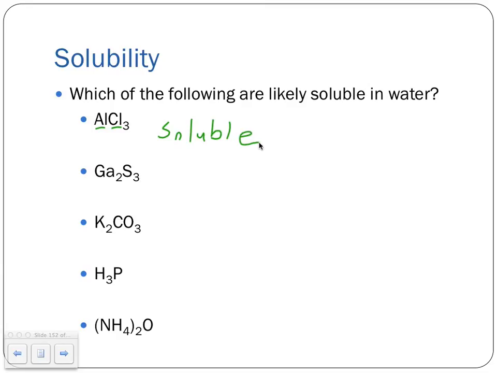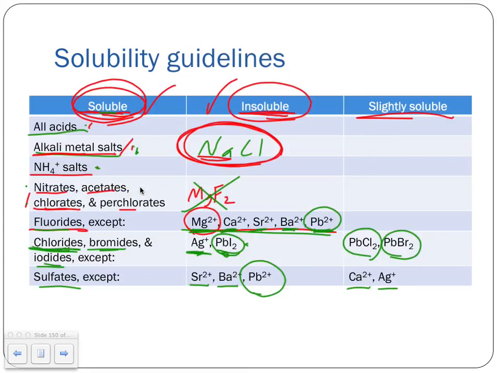All right, next one, Ga2S3. So we're talking about gallium sulfide. Let's look back over our rules here. It's not an acid. Gallium is not an alkali metal. There's no ammonium in here. It's gallium sulfide, so that's not nitrate, acetate, chlorate. No sulfides here. These are sulfates, but we need gallium sulfide.